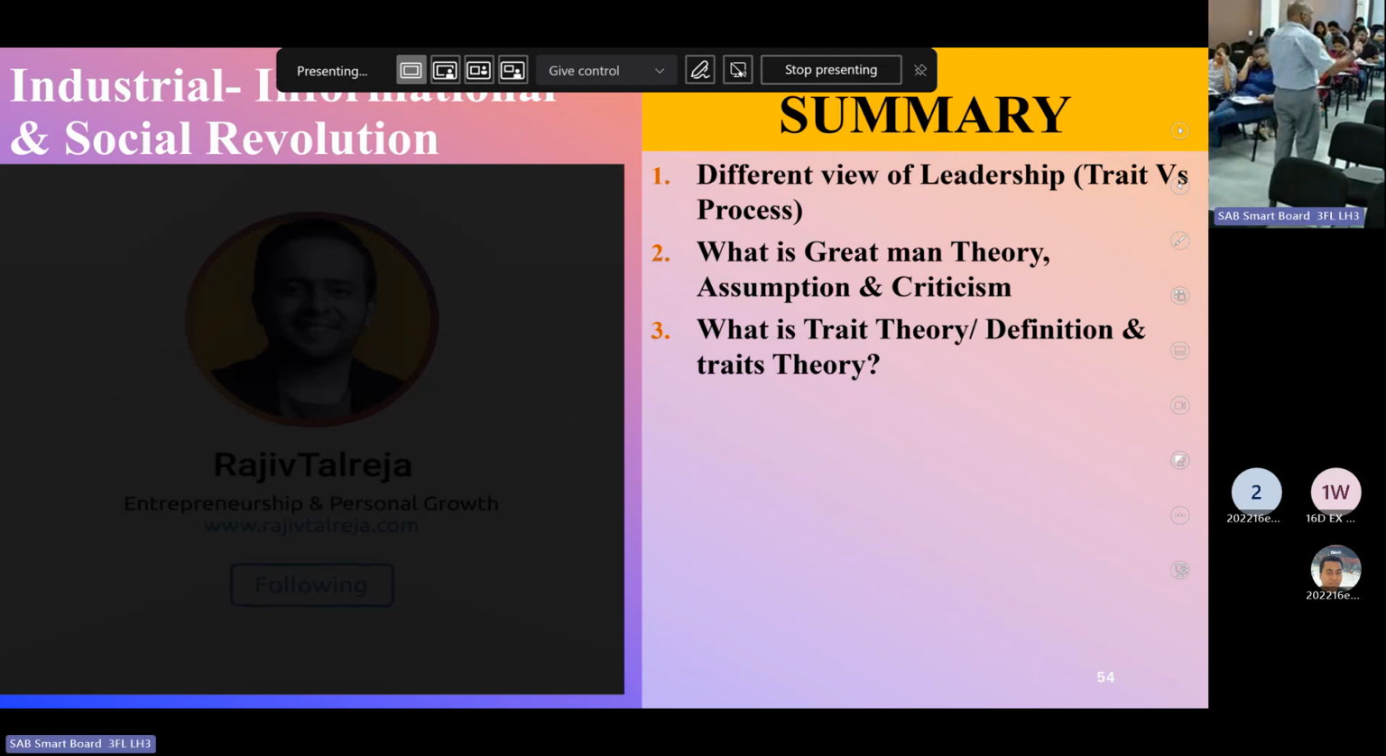Great man theory said born. Trait theorists also believe that, but they say some characteristics can be learned. Like communication, you can learn. Some people have a natural communication ability, but by going to classes, a psychology class, you can learn. So in trait theory, it is learnable as well. They also believe it's born, but then they said you can learn also. Okay. So what trait theory definition did we discuss?